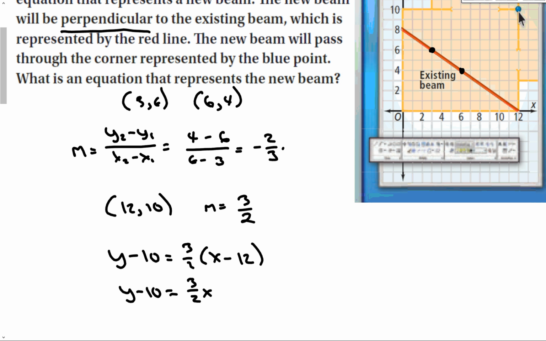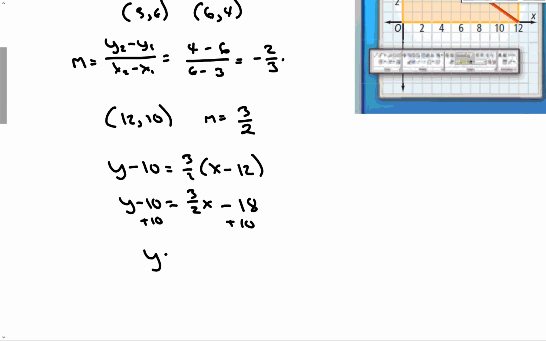That turns into 3 times 12 divided by 2, so that's minus 18. Add 10 to both sides, a little more room. And my equation is y is equal to 3 over 2 x minus 8. Good.